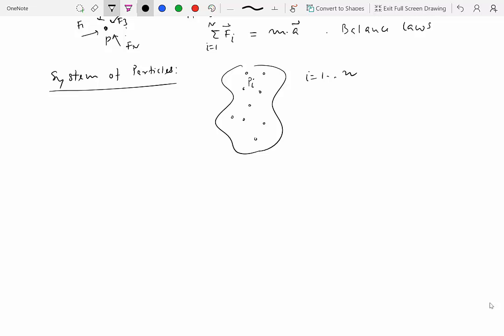So let's say we have a system of particles with all these n particles, and we want to understand how we can apply Newton's second law to the system. Let's just focus on one of the particles over here. Pi is the focus of our particle. Let's say that Pi is interacting with all the particles in its vicinity, and they are all applying some sort of internal force on Pi. So on particle Pi we have internal forces.